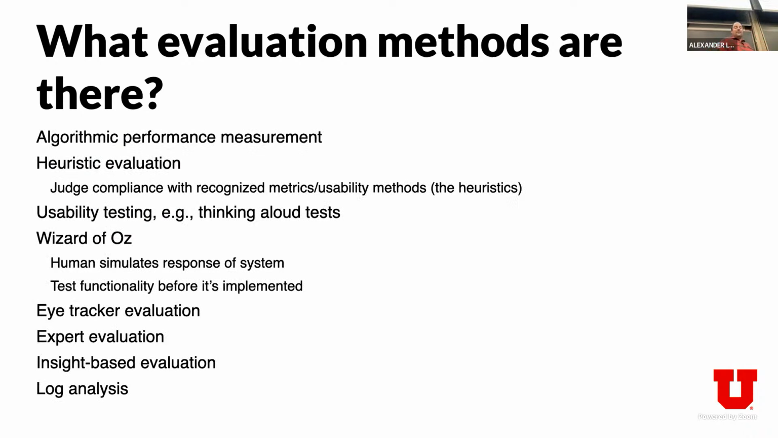So there's many different methods for evaluation. There's algorithmic performance measurement, and heuristic evaluation, which is basically just, you build something and then you let experts review it using some recognized methods or usability metrics. There's usability testing. This is often done with thinking aloud tests. So you give people a user interface, you ask them to do something, and you ask them to externalize what they're thinking, right? They think, oh, I can't find the button that I have to click next or something like that. Then you can record that, and that helps you understand what is going wrong.